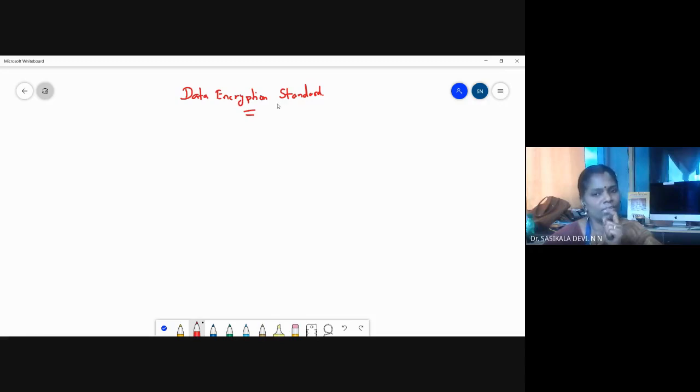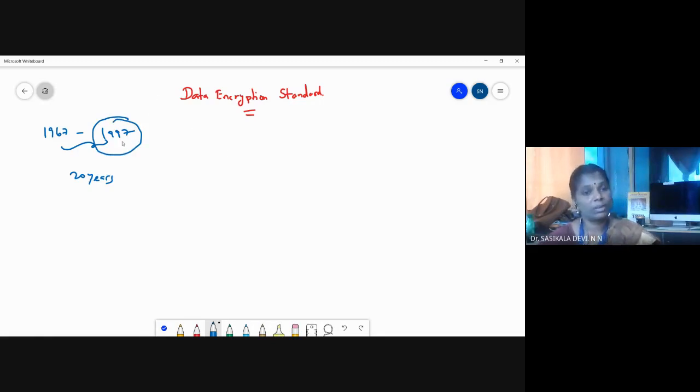After that it was standardized by NIST based on some regulation and common modality, and it is being used. But the first attack against DES happened in the year 1997. It was developed in the year 1967, and the first attack came in 1997. So it was a 20-year unbreakable crypto system. Only in 1997 the first attack against DES happened, by Shamir.